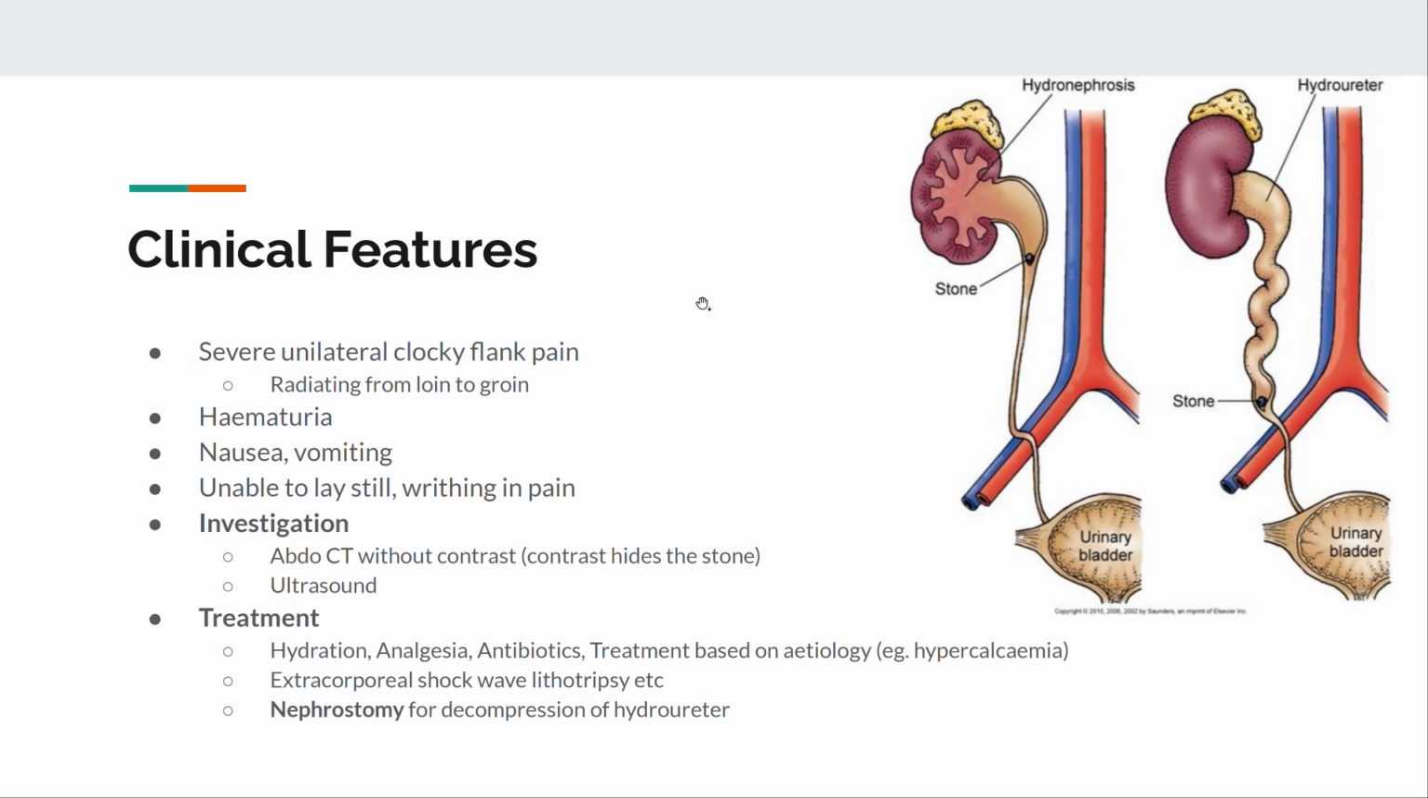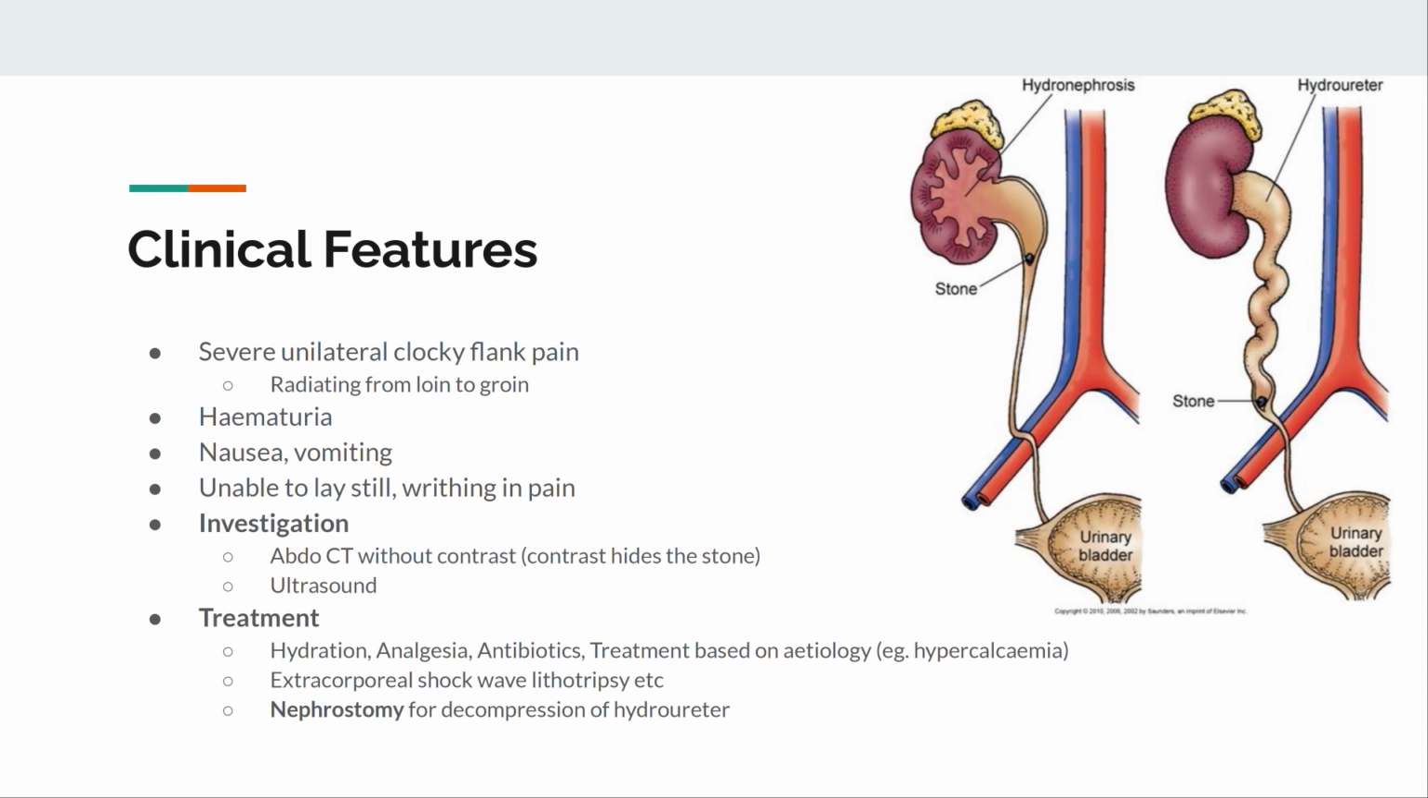The features of any kidney stone will be a severe unilateral colicky flank pain, which I've spelt wrong in this slide. It radiates from the loin to the groin, and that changes depending on where it is within the ureter because of the spinal innervation of the ureter. You'll get blood in the urine, nausea and vomiting, and unlike peritonitis, where the person wants to keep really still and not let their abdomen move, like in a late stage appendicitis, this person will be rolling around in bed in pain. They just can't keep still because they've got this colicky pain going down their back.